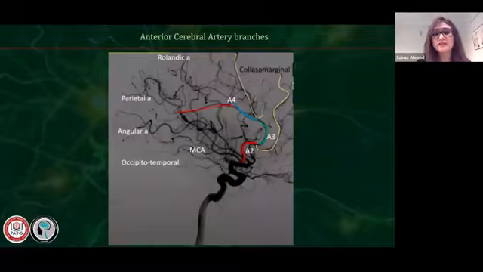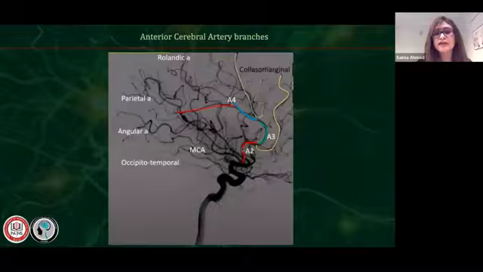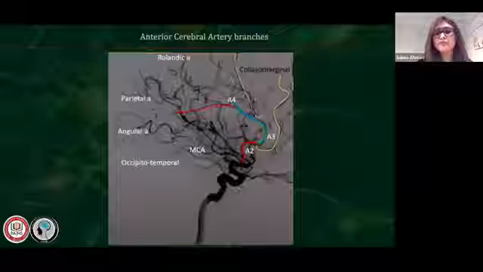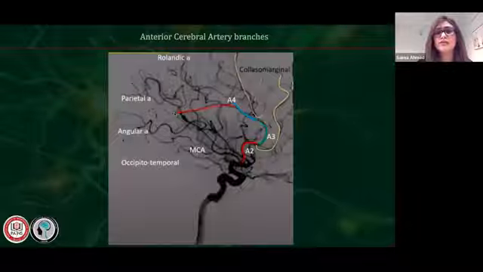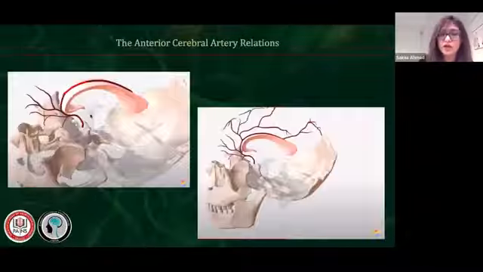So again, this is a lateral projection of the ICA, and you can see all the branches of the ACA. This is A2, and let's suppose here is the corpus callosum. So here is the infracallosal at the genu of the corpus callosum, then the supracallosal, and then the posterior callosal. And this is the callosomarginal branch. The callosomarginal branch goes towards the medial side, and it supplies the paracentral lobule.